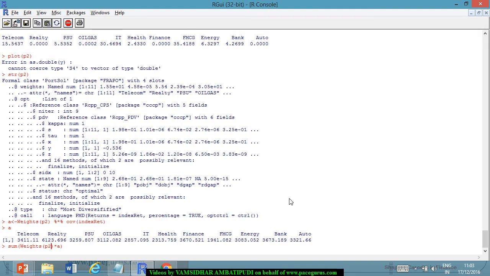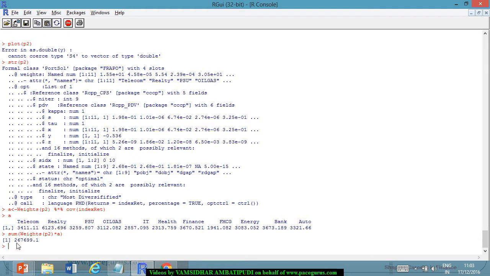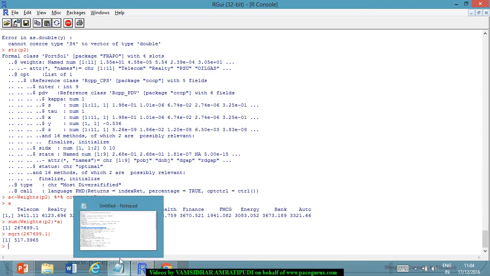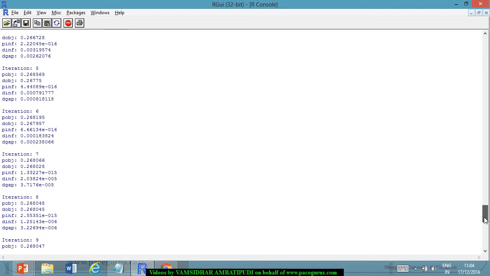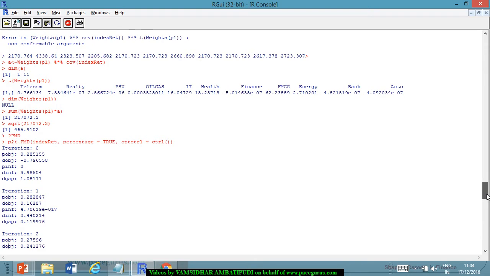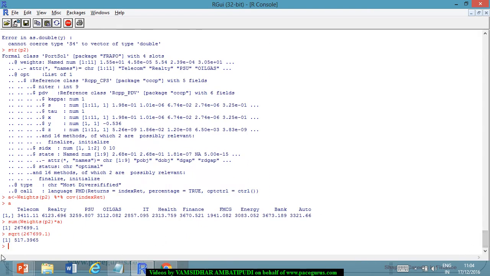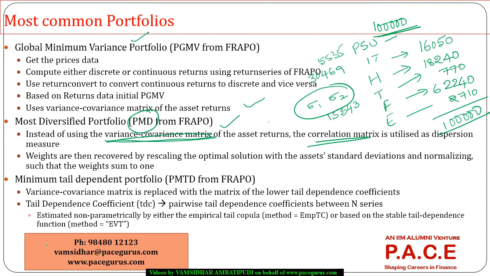So based on this, I am able to see that this is 267,000, and going with the square root, this number is actually giving me 517 as the standard deviation, whereas earlier the standard deviation was only 465. Which is an indicator that here the overall variance is higher, but this is a much more diversified portfolio compared to the earlier one. So if I choose the weights in this manner, my portfolio becomes much more diversified compared to the earlier portfolio.